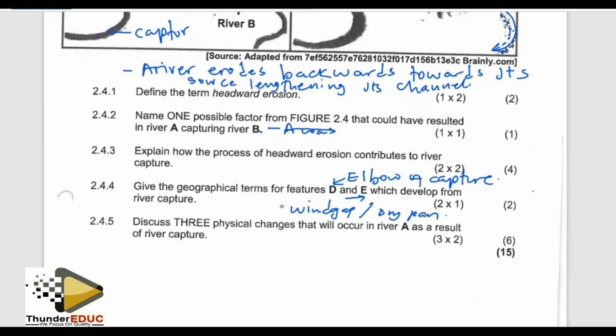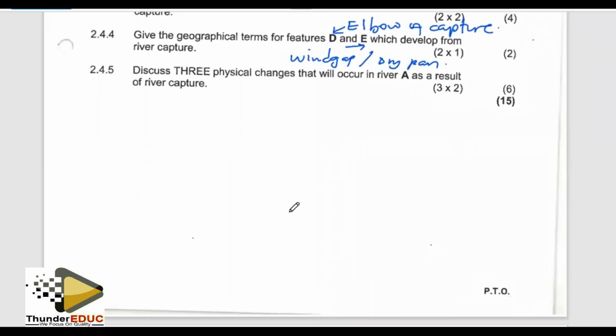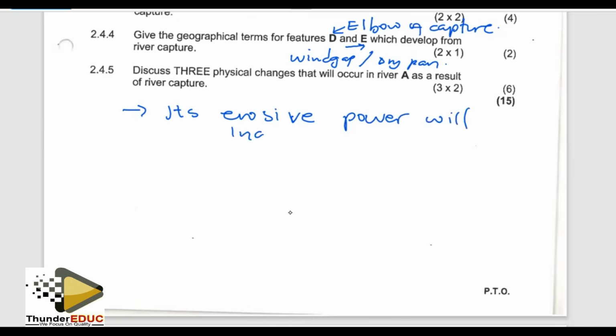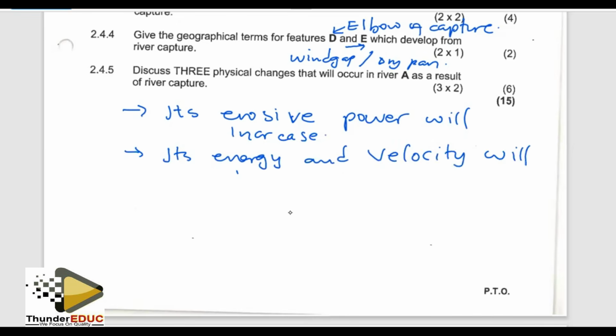2.4.5. Discuss three physical changes that will occur in River A as a result of river rejuvenation. So what's going to happen to River A? We would say its erosive power will increase. Its energy and velocity will increase.